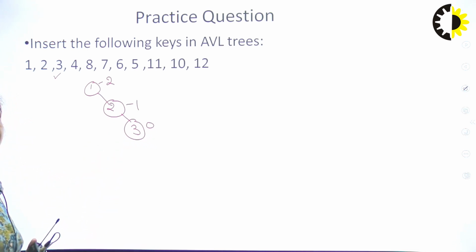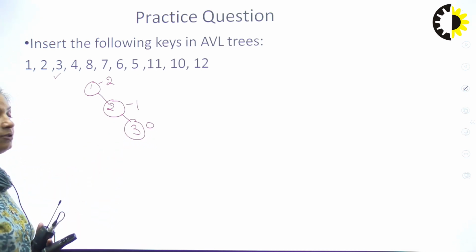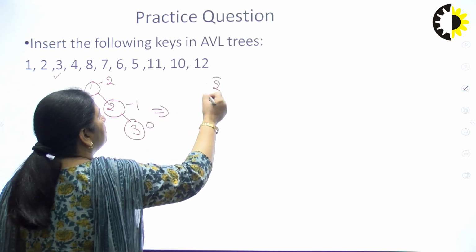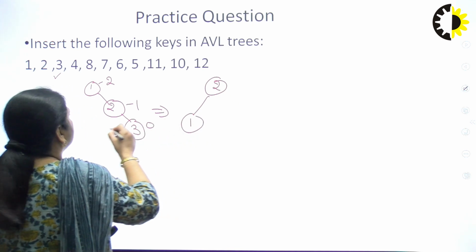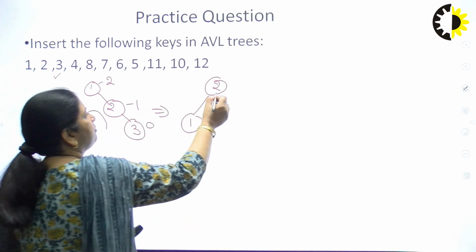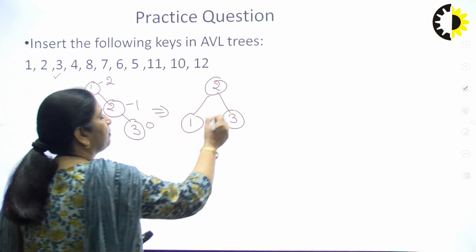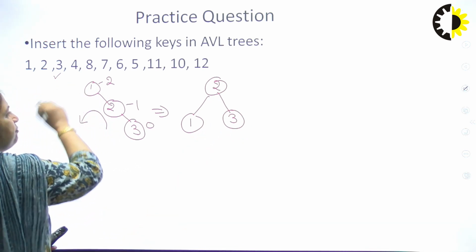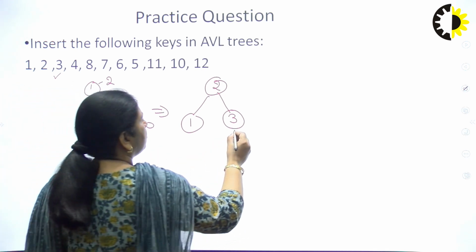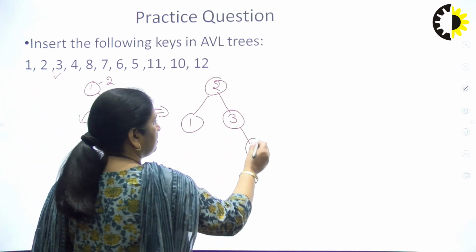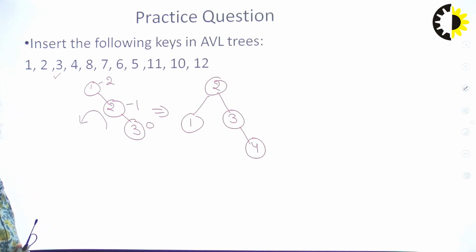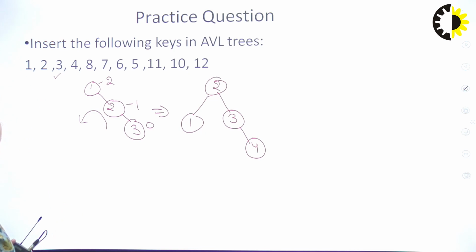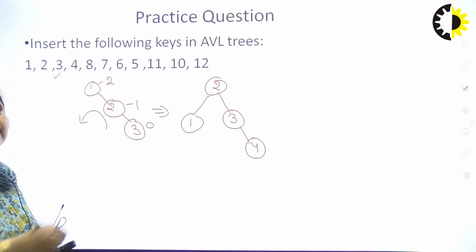So what will we do? We will do simply a left rotation. After doing left rotation, what will happen? 2 will reach here, 1 to left. This rotation has been done. And 3 will reach to this position. Balancing happened. Now what is next? That is 4. 4 is greater than 3, so it will be inserted in right location. No disbalancing happened.